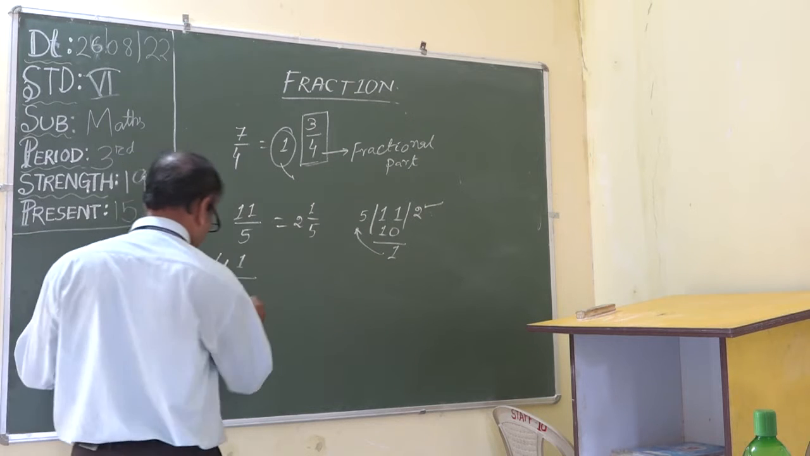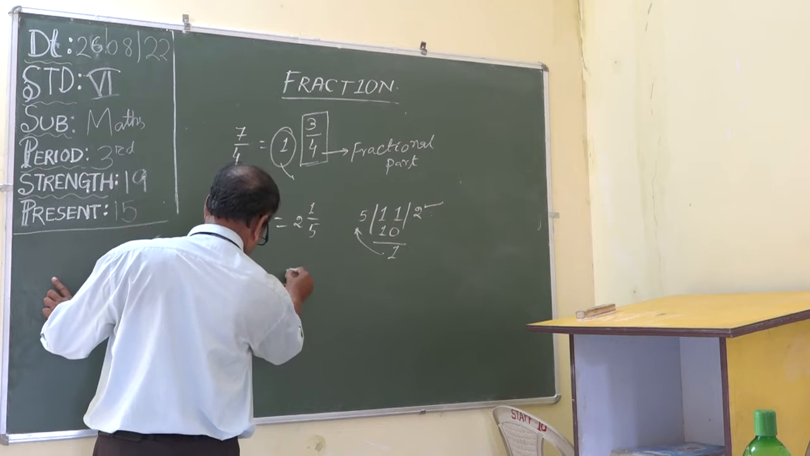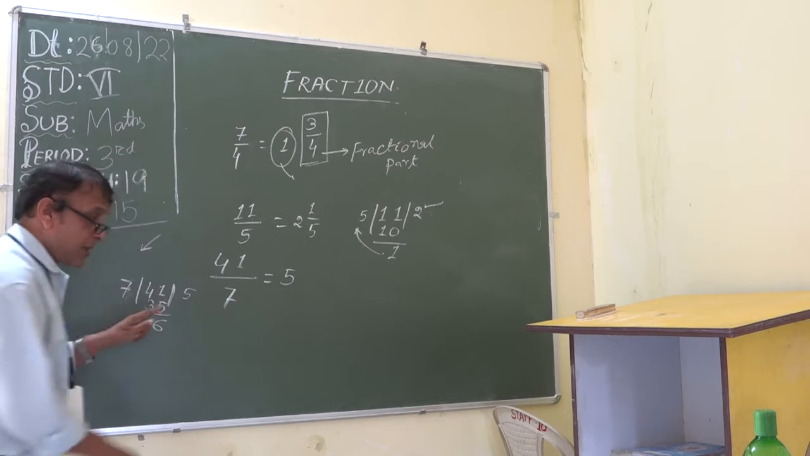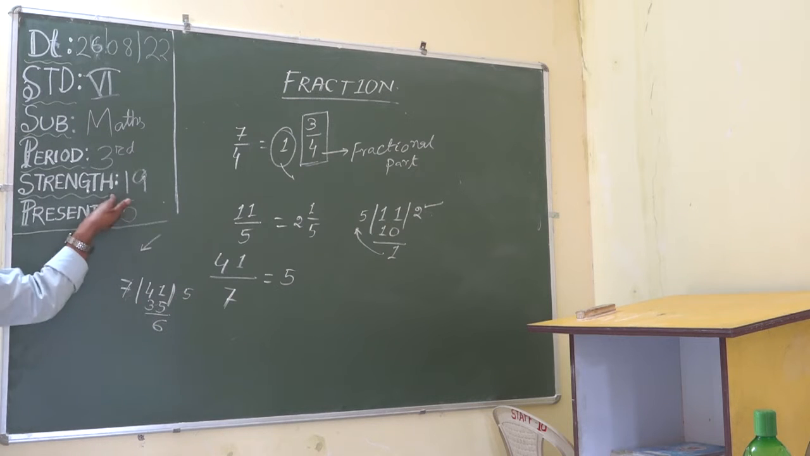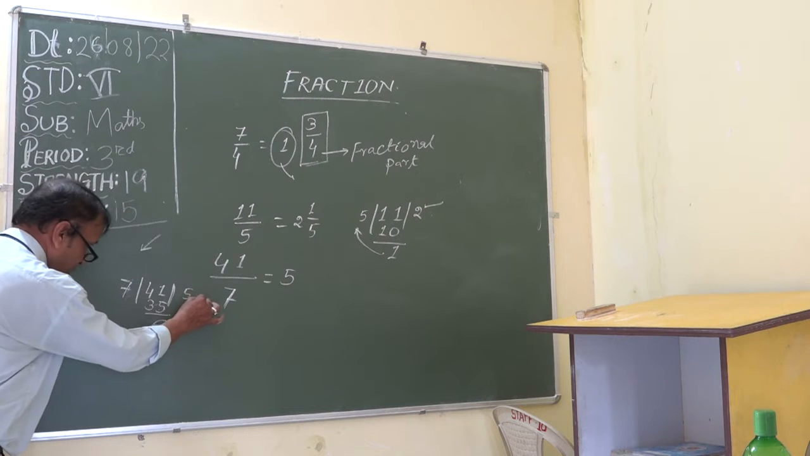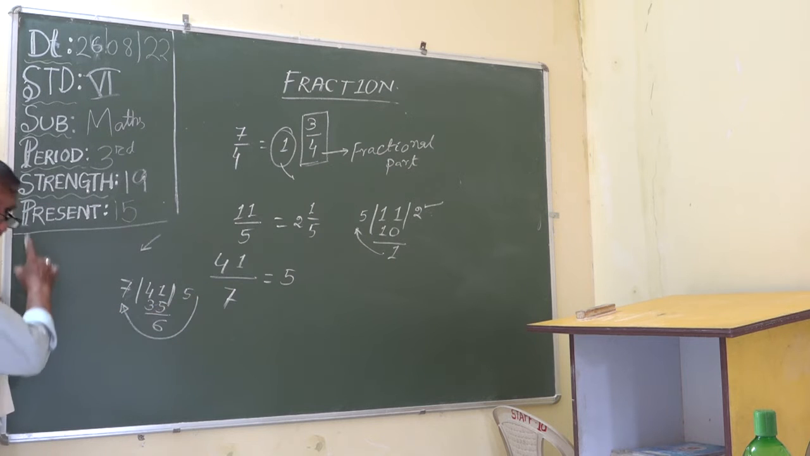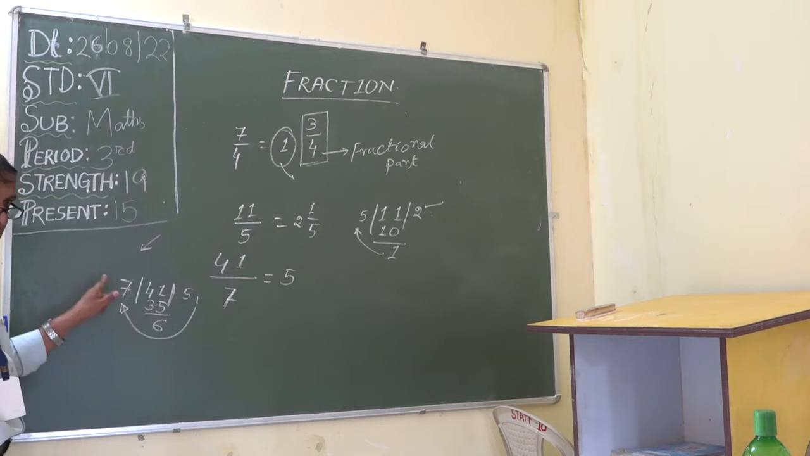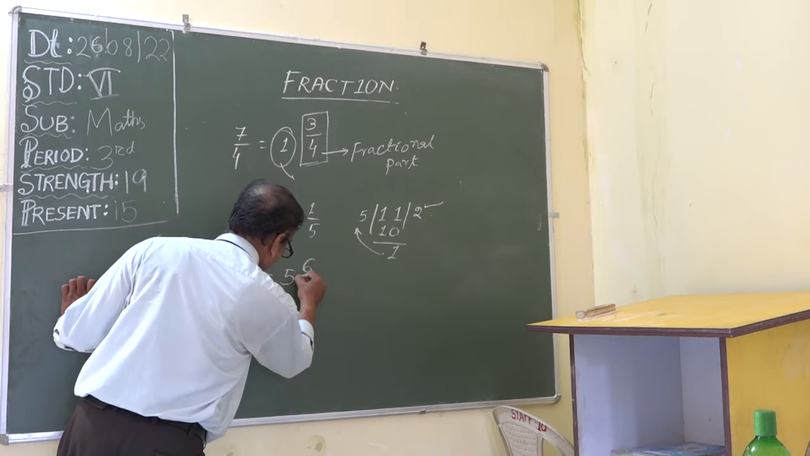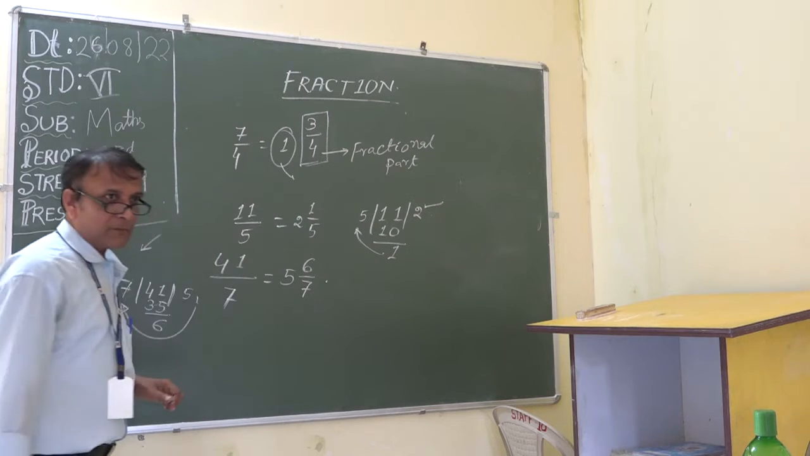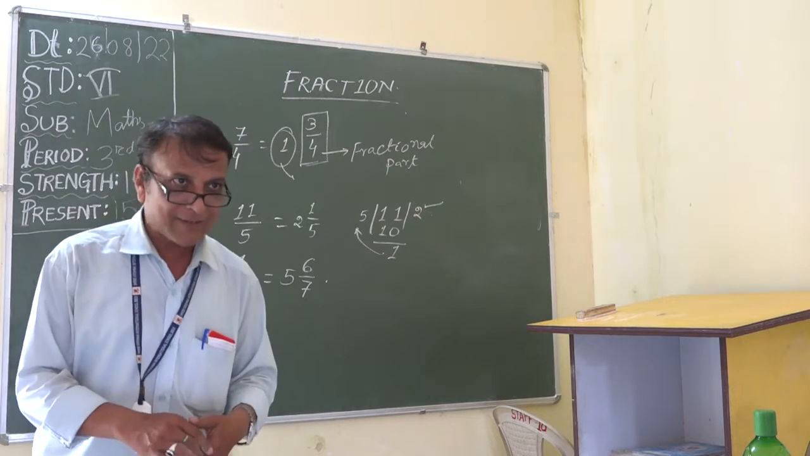So it is 5 whole 6 by 7. Always you will make the mixed fraction this way. 5 whole 6 by 7. So this is equal to 5 whole 6 by 7. So these are the different types of fractions.